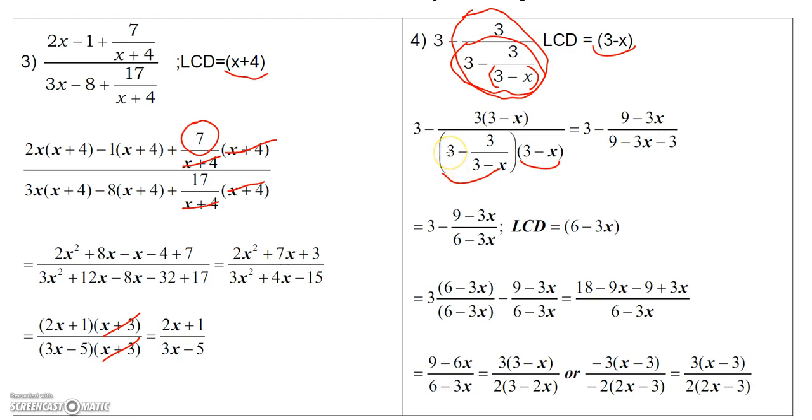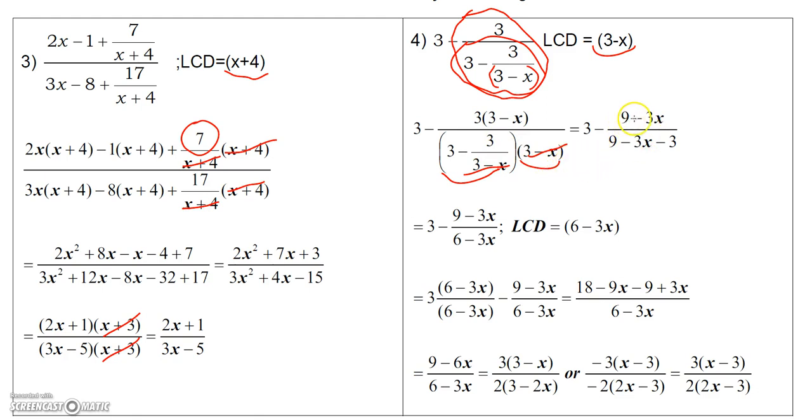And then here, I do the same thing. 3 times 3 minus x is going to be 9 minus 3x. But when I multiply 3 over 3 minus x times 3 minus x, that cancels, and so I get another 3, or actually another minus 3. So anyway, the 9 minus 3x came from when I multiplied the 3 times 3 minus x. And then the other minus 3 comes from when I multiply this fraction by 3 minus x.